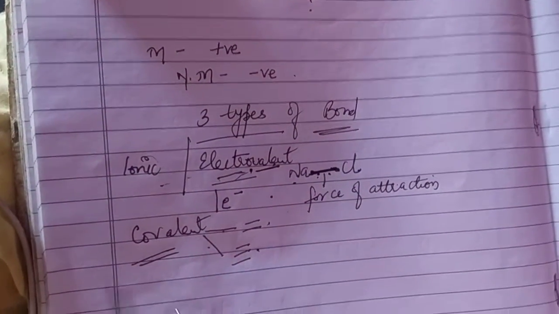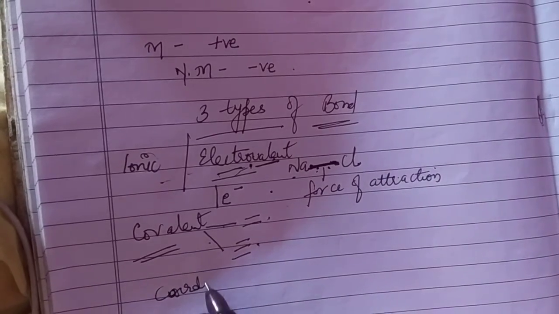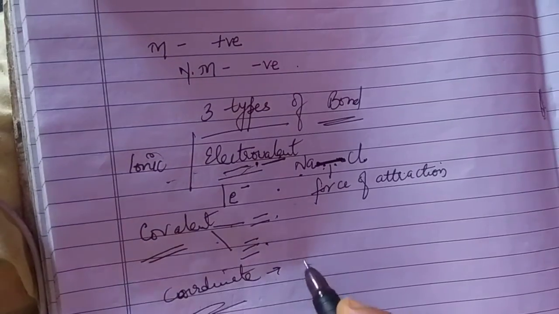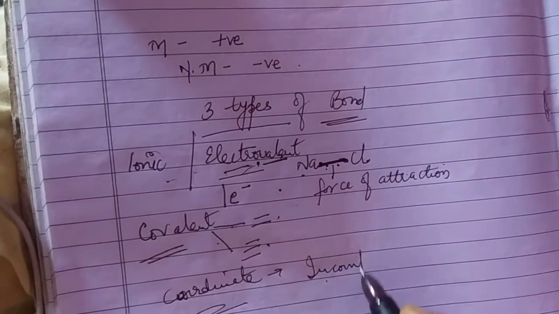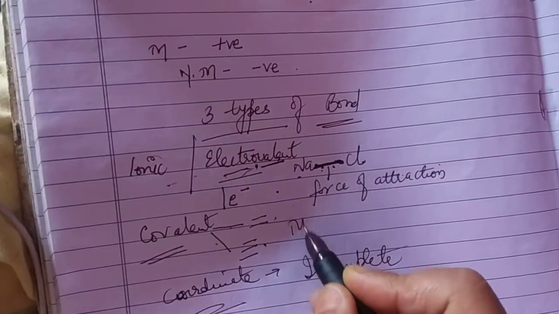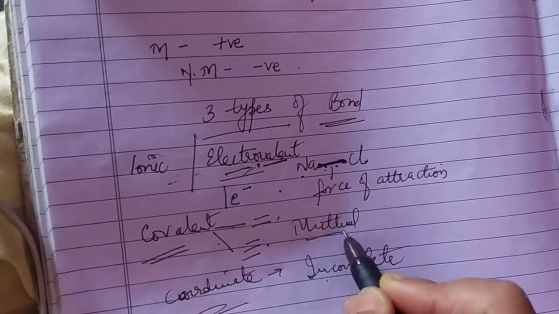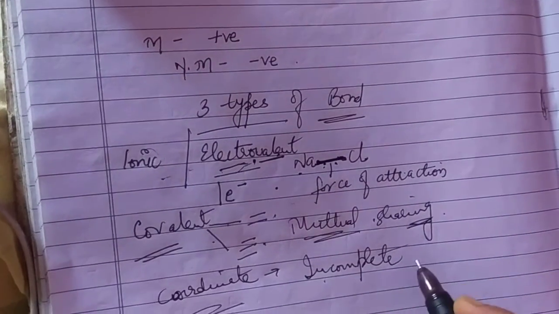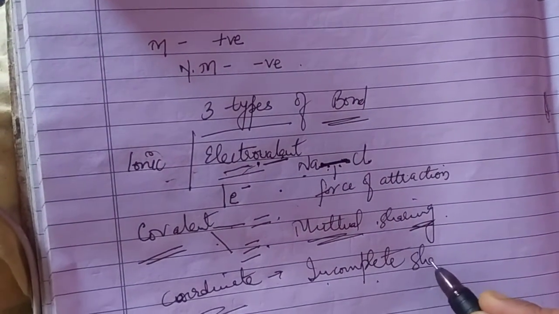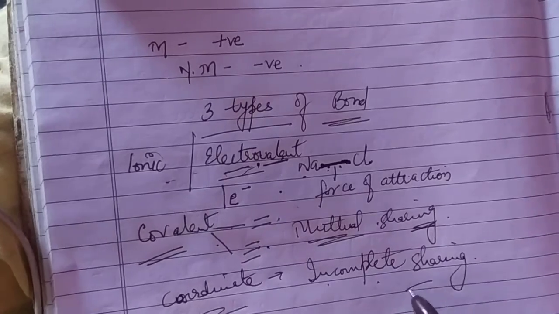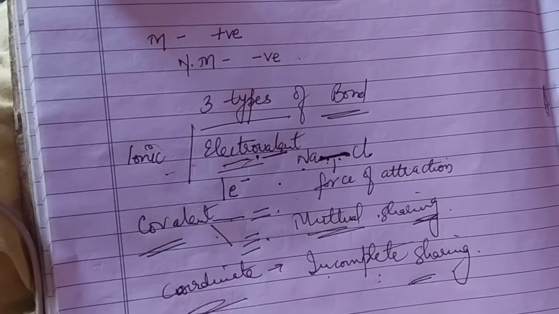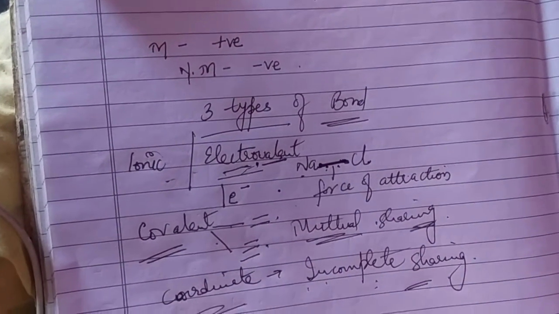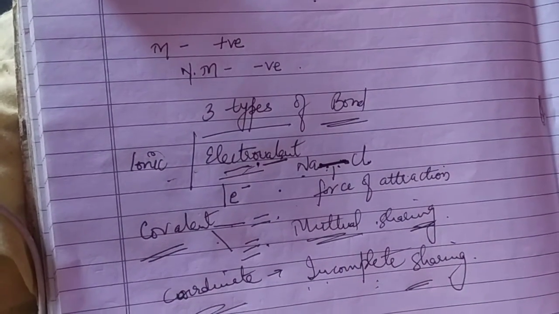There is one more type, coordinate bond. Coordinate means incomplete sharing of electrons. Here in covalent is complete sharing, that's why mutual sharing of electrons. Clear? They share the electrons. And here is incomplete sharing of electrons. There is a difference, and later on we will discuss in grade 11 how it actually happens. Now we will talk about only electrovalent bond in your syllabus.